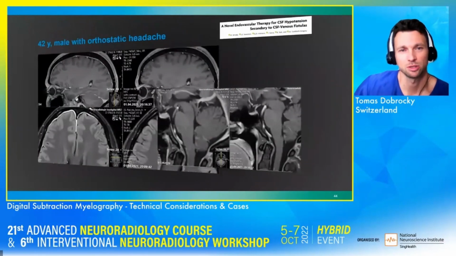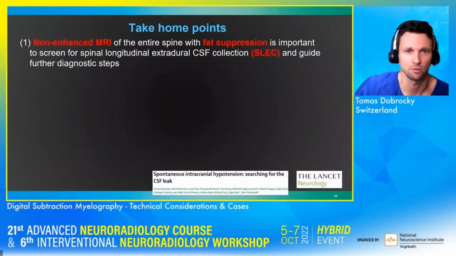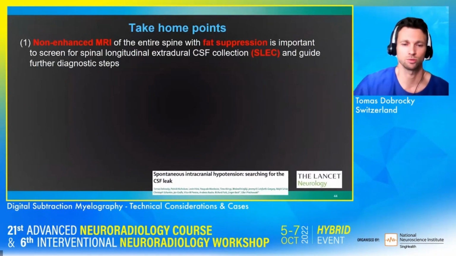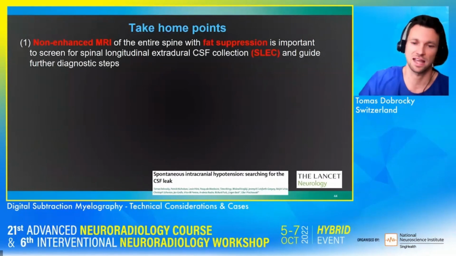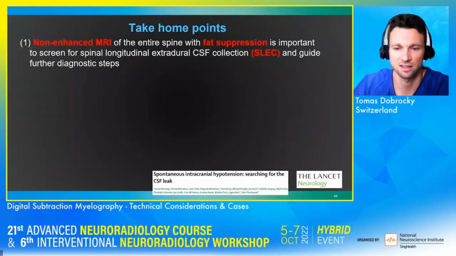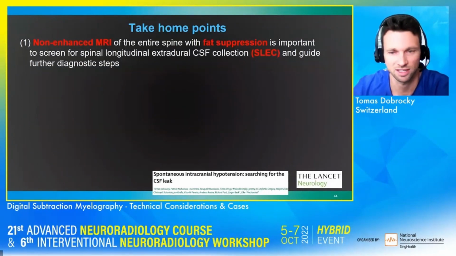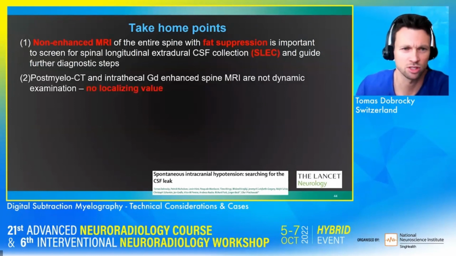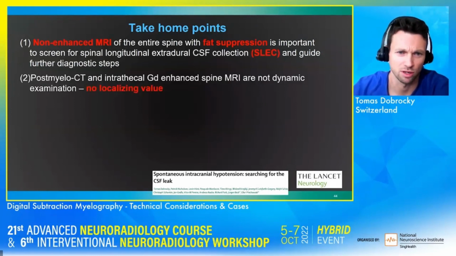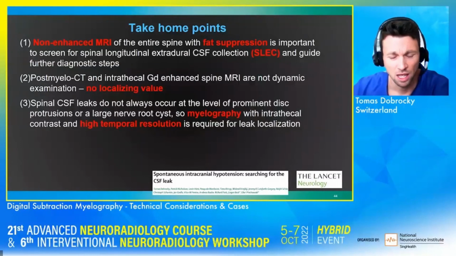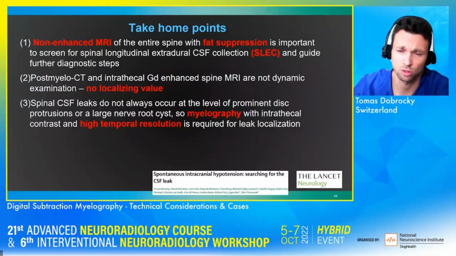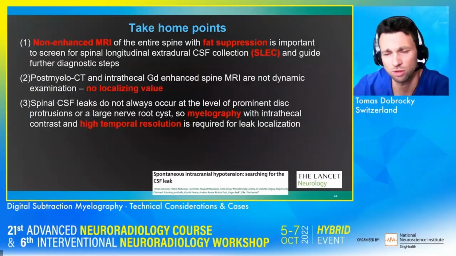Okay, so coming to an end, the non-enhanced spine MRI of the entire spine with fat suppression is very important to make the distinction between SLEC positive and SLEC negative patients in order to have an idea what kind of dynamic myelography technique we're going to use, because as I said, there are different techniques for different pathologies. Post-myelo CT or intrathecal gadolinium enhanced spine MRI have no localizing value, as I have shown you before. In order to pinpoint the level of leakage in patients, we need a technique with a high temporal resolution, and I've shown you the 3 most important ones.